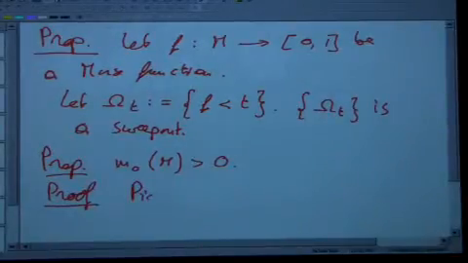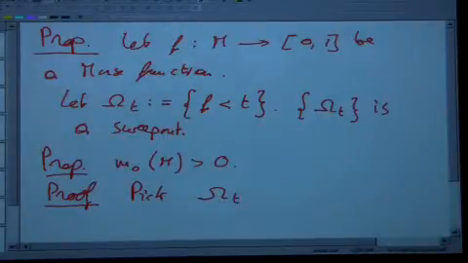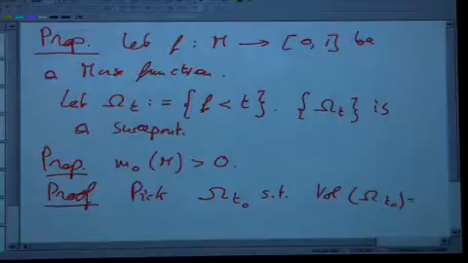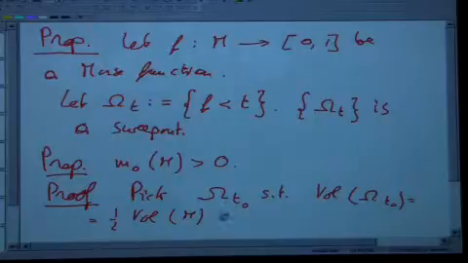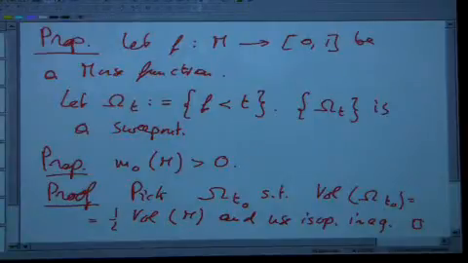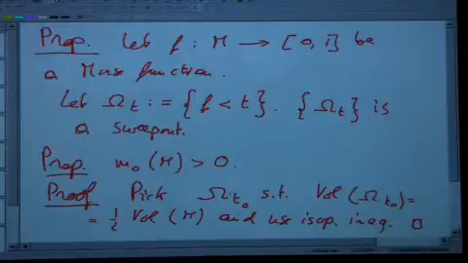Simply pick omega t, or if you want, omega t naught, such that the volume of omega t naught is equal to half of the volume of M, and use the isoperimetric inequality. So remember, f of omega t has to be bigger than the volume of the boundary of omega t naught, and the boundary of omega t naught is bigger than some constant, which depends only on the volume of the manifold and the isoperimetric constant of the manifold. Okay, that's it.